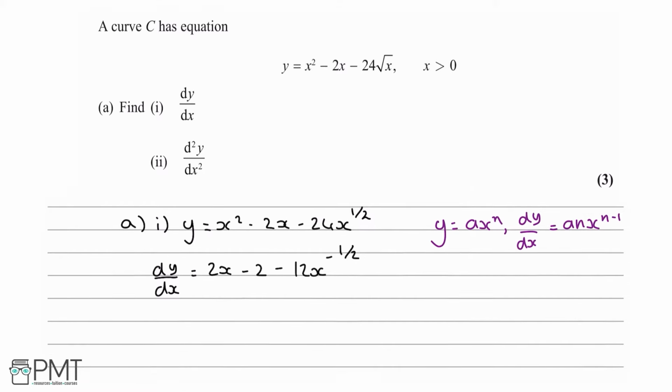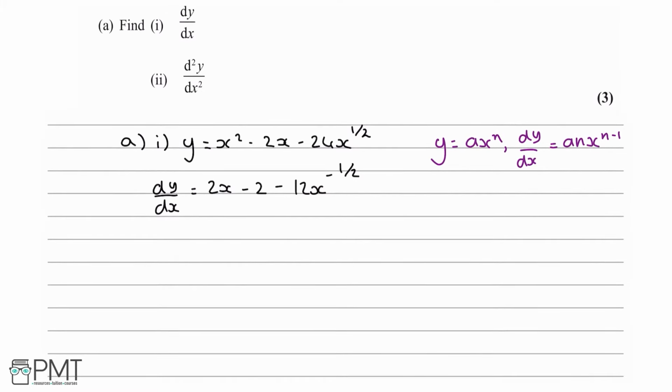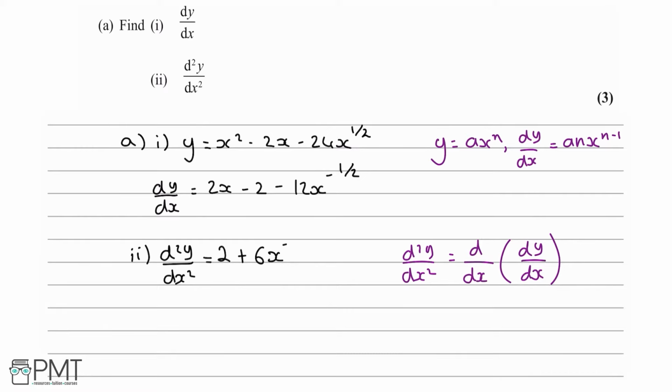Moving on, now let's do d squared y by dx squared. To find d squared y by dx squared, we need to differentiate dy by dx with respect to x. So we differentiate each of our terms in dy by dx with respect to x. The derivative of 2x with respect to x is 2. The derivative of minus 2 with respect to x is 0, so we leave it. And then the derivative of minus 12x to the minus a half is positive 6x to the minus 3 over 2.